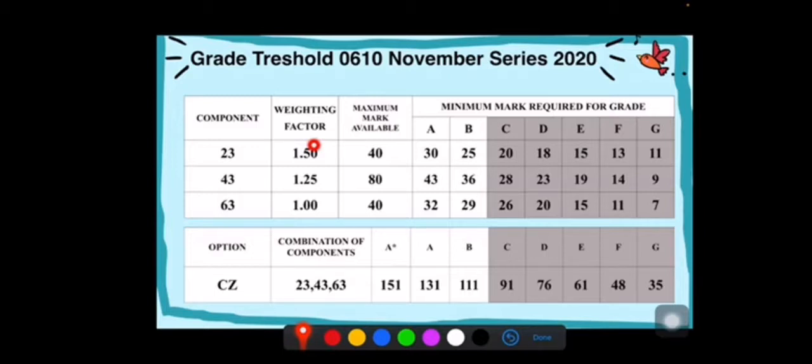Alright, so I simplify it here. Maximum mark available for each of these papers is 40, 80 and 40. The maximum mark required for grade A: you must get 30 out of 40 correct to get an A. If you multiply 30 by 1.5, 1.25 by 43, 1.0 by 32, and sum everything, you will get marks 131 for grade A.